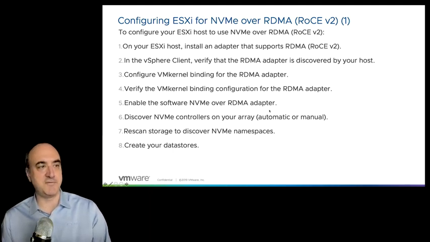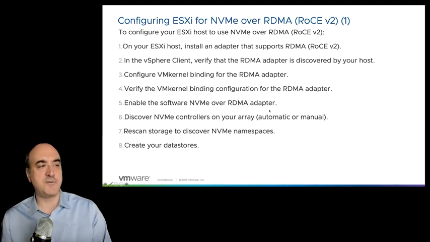Then on the vSphere client, verify the RDMA adapter has been discovered by your host. You'll find that it actually shows up as its own separate category on the vSphere client. So you have your physical NICs, but you also have the discovered RDMA adapters. You'll then configure your VMkernel binding for the RDMA adapter, so that a VMkernel port needs to be bound to that adapter, and then verify the configuration for the RDMA adapter.